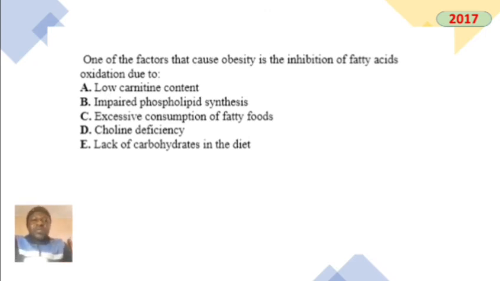Right. One of the factors that cause obesity is the inhibition of fatty acid synthesis due to what? Okay, so remember, fatty acid oxidation takes place in the mitochondria, right? So they need to be transported from the cytoplasm into the mitochondria. They are transported by carnitine acyltransferase, right? So in this case, the carnitine is low. Low carnitine content is your answer.